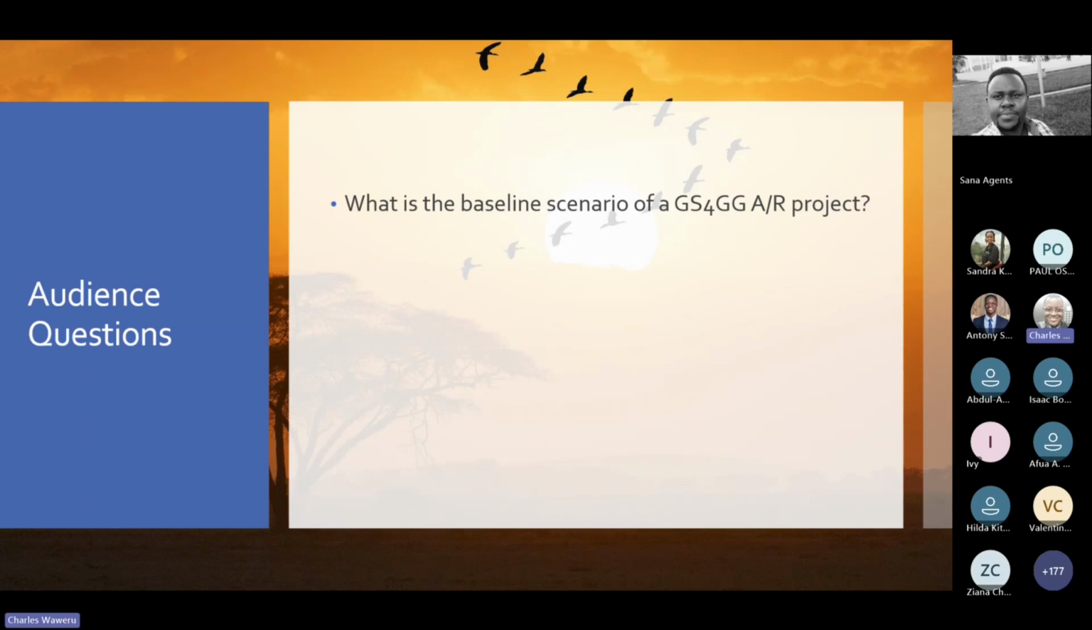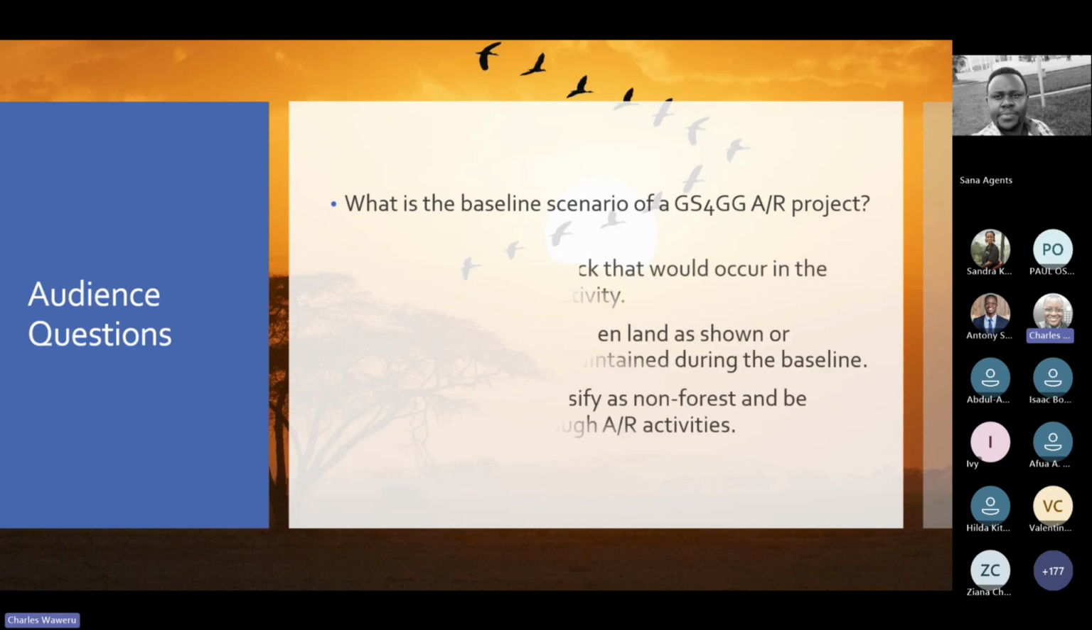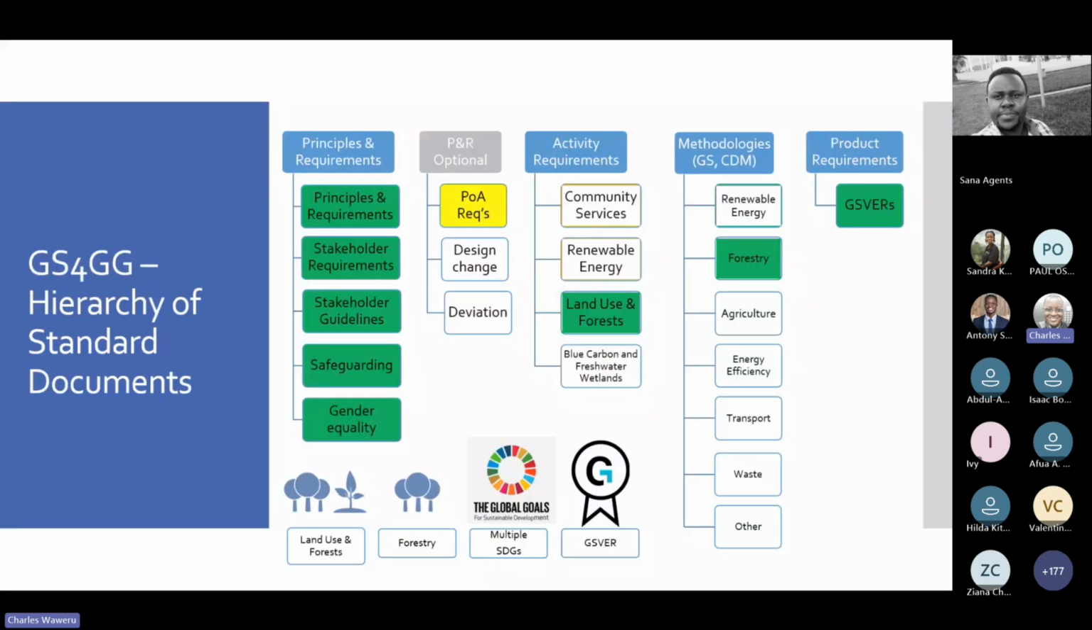So a question to the audience, and please feel free to put your thinking in the chat, and my colleagues will be able to review and provide guidelines. What is the business scenario of a Gold Standard AR project? What is the business scenario for a Gold Standard project? Please put your answers in the box. Otherwise, our slides will be able to give more detailed responses for you.